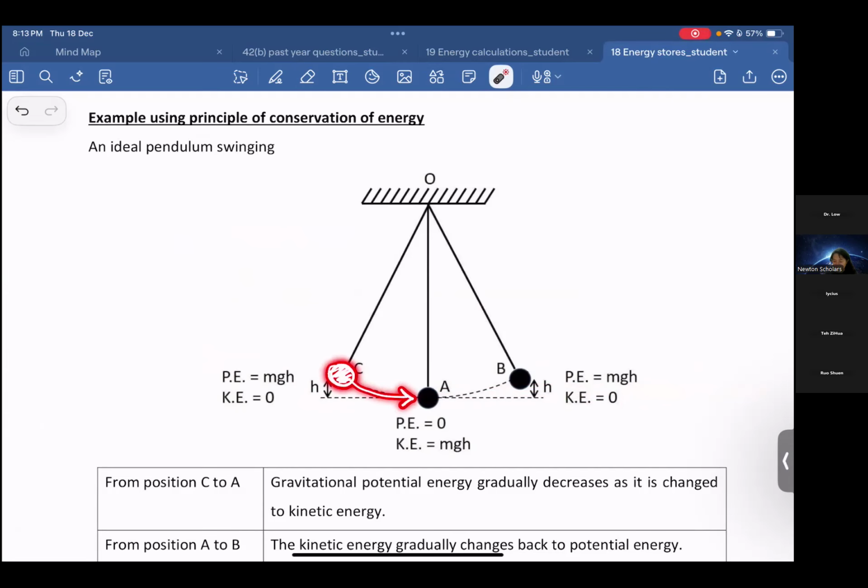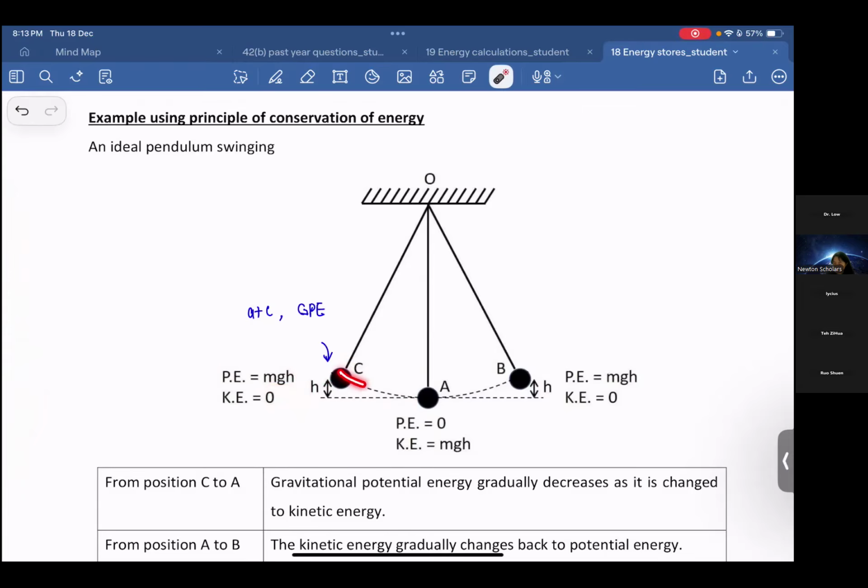At this point, it's not moving. This is the highest position, not moving yet. So at point C, what kind of energy does it have? It will have GPE. At this point there is GPE, and no kinetic energy.